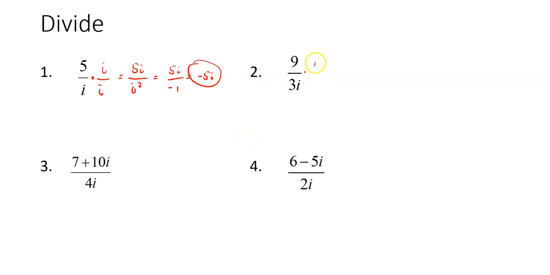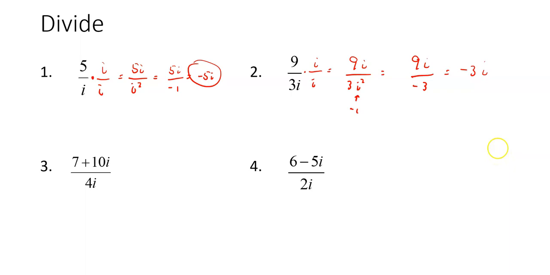Same deal over here. We're going to multiply top and bottom by i. That gives me a 9i on the top. 3i squared on the bottom, but remember that 3 times i squared we replace with a negative 3. So I get 9i over negative 3, negative 3i.